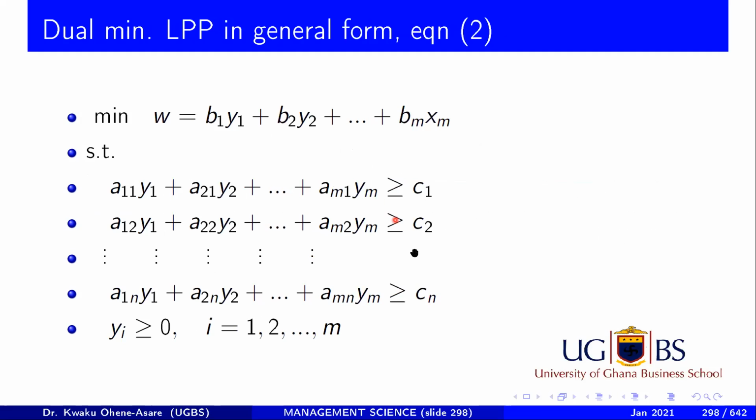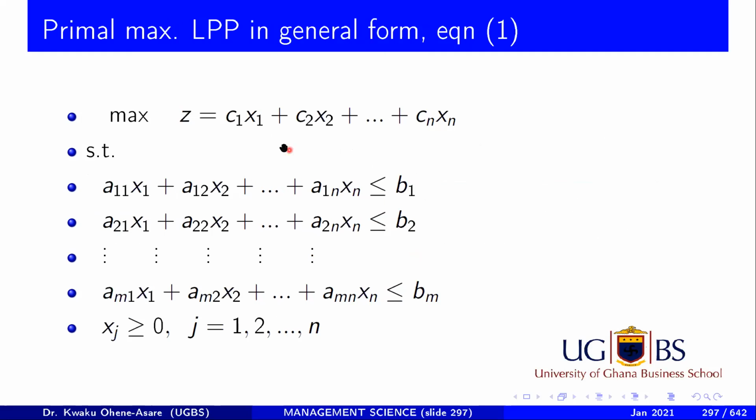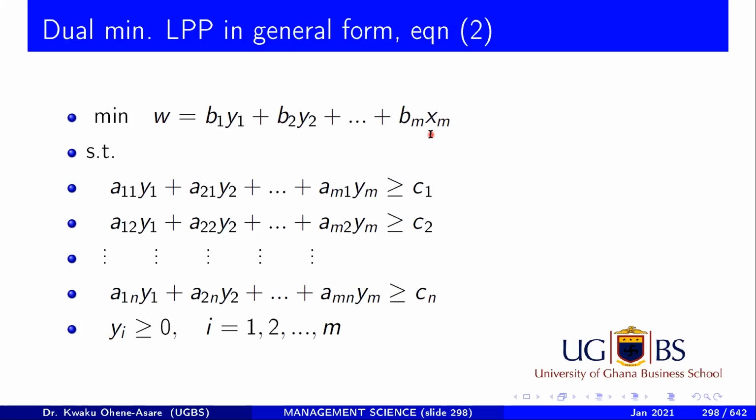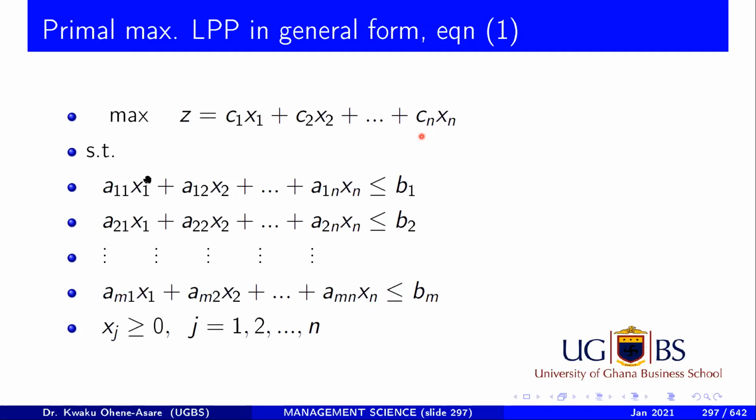So the key point is that the right-hand side of the primal constraint and its decision variables in the objective function will swap in the dual minimization. And the coefficients in the constraints, the horizontal numbering of the coefficients, will swap with the vertical numbering in the dual as well. These are the two main differences.